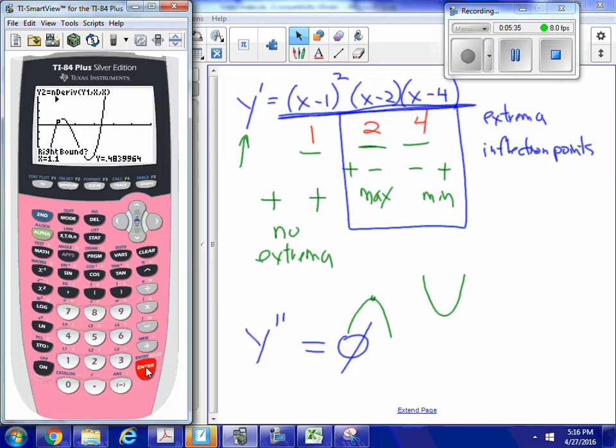Try again. Second, Calc, zeros. My left bound I want to make at 0. Press enter. Good. My right bound, you know what? I'm just going to scroll over here so I can pass the 0 and make sure I don't go too far. That's my right bound. Enter. I don't want to guess. So I have a 0 there, an inflection point at x equals 1. So I have 1 inflection point at 1.